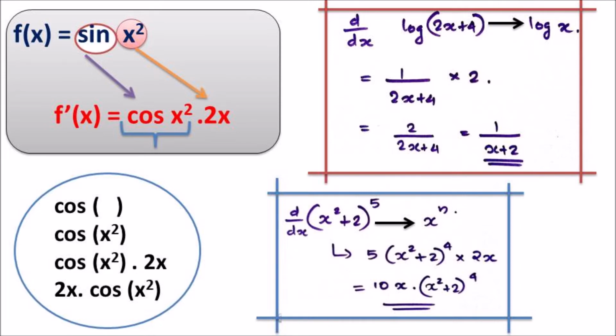Now the next example, d by dx of x square plus 2 the whole raised to 5. This is of type x raised to n. So 5 into x square plus 2 the whole raised to 4, into, we need to multiply it with the derivative of x square plus 2, and that is 2x. So the answer is simply 10x into x square plus 2 the whole raised to 4. Just remember this way, we can easily find out the answer.